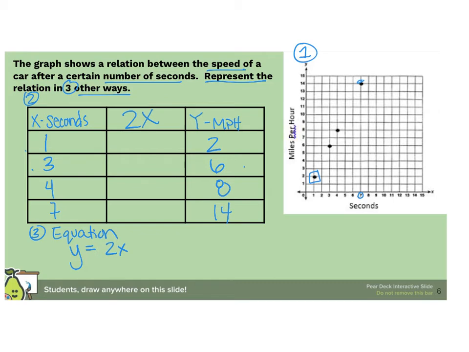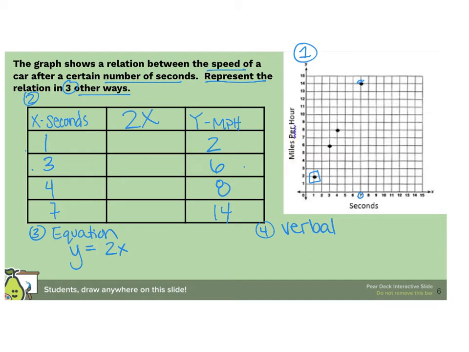And then the last way, the third way, because we have to do 3 other ways, right? They gave us the graph. The last way that you can represent a relation is with words, so a verbal representation. So basically, what does this mean? What does this graph mean? What does this table mean? Well, I think the graph is the easiest way to look at it.